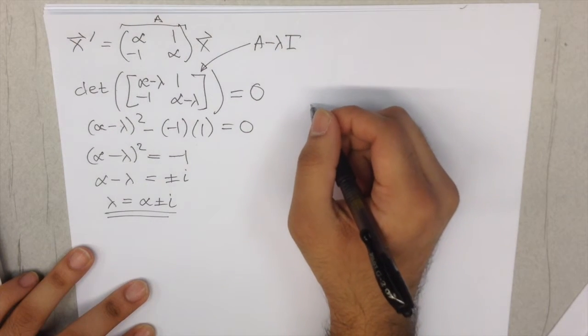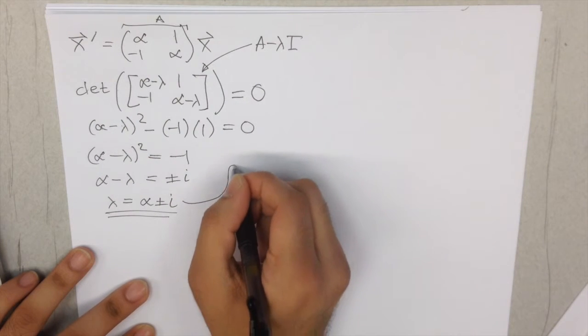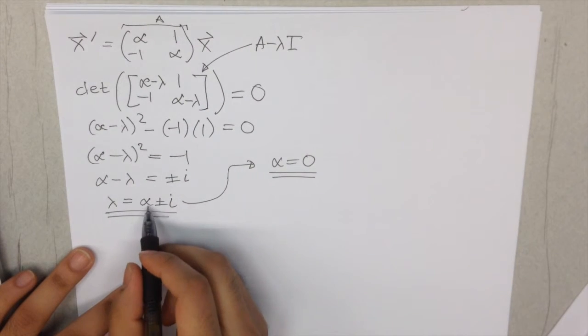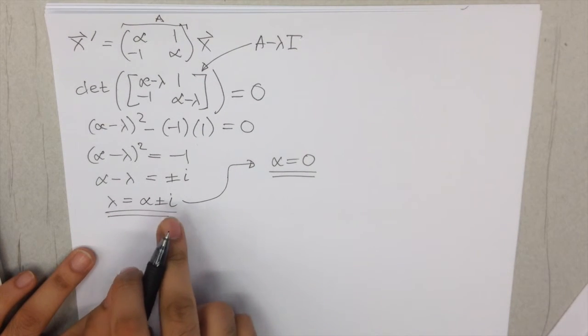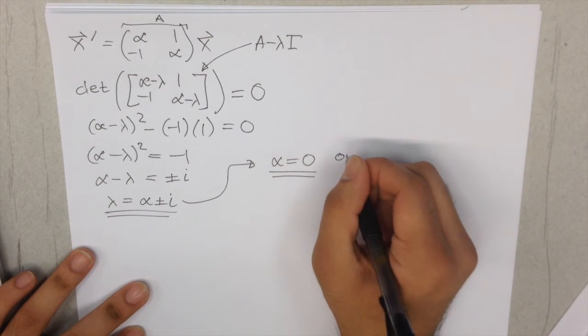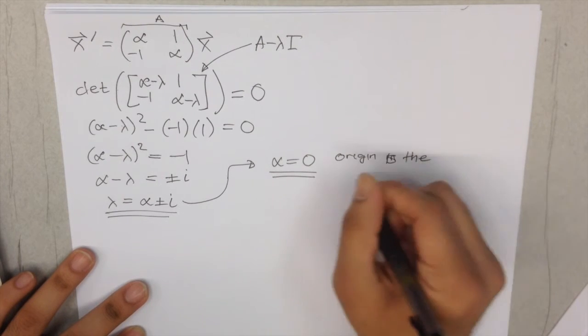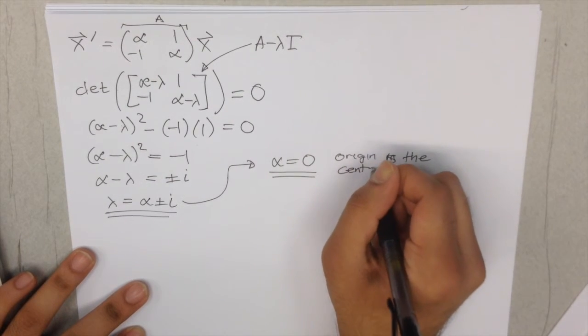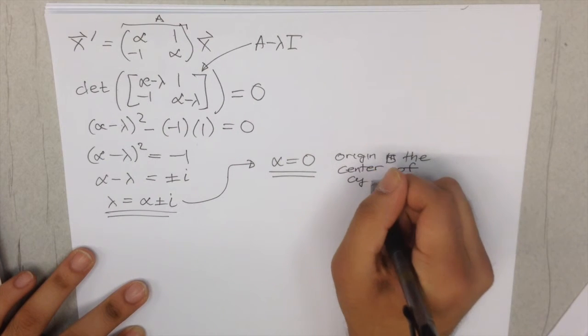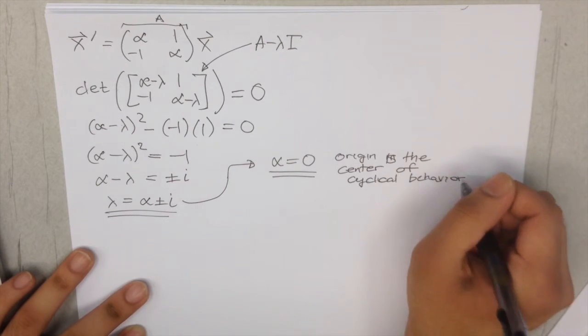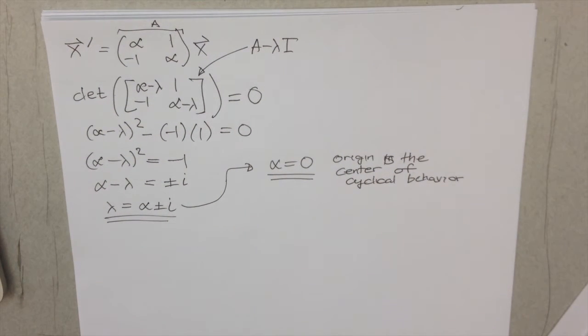So what this says is, if alpha is equal to 0, let's say, we know that this is a purely imaginary solution. So we say that the origin is the center of cyclical behavior, meaning our solution neither approaches the origin nor goes away from the origin. It just continues on a cycle like an ellipse or a circle.